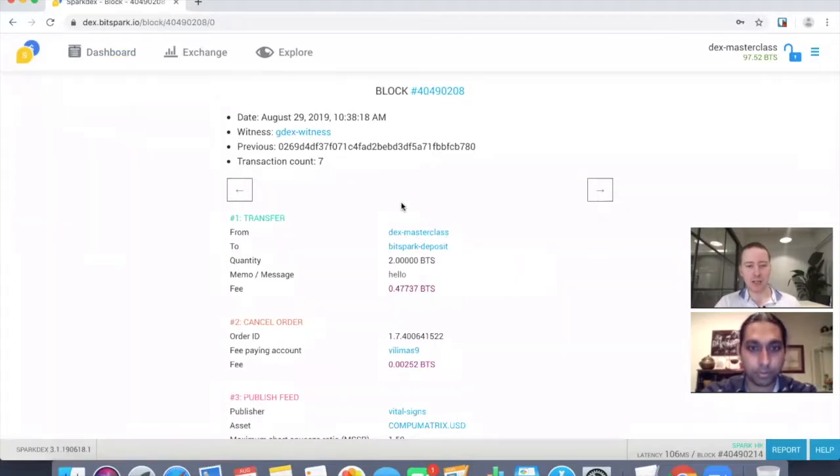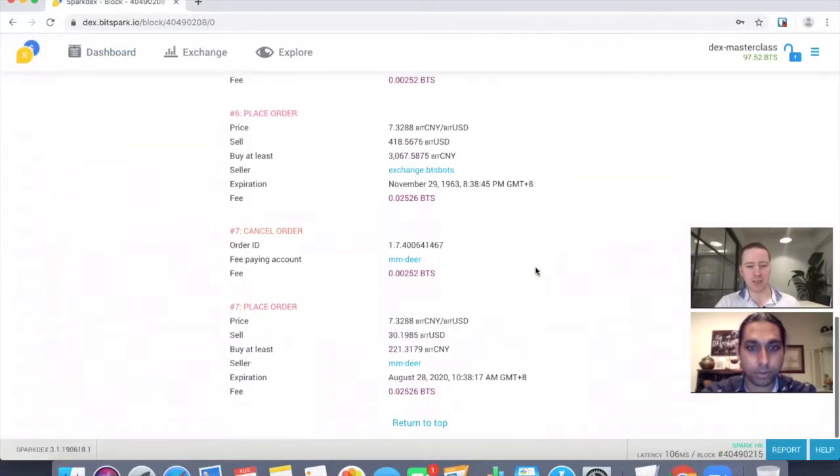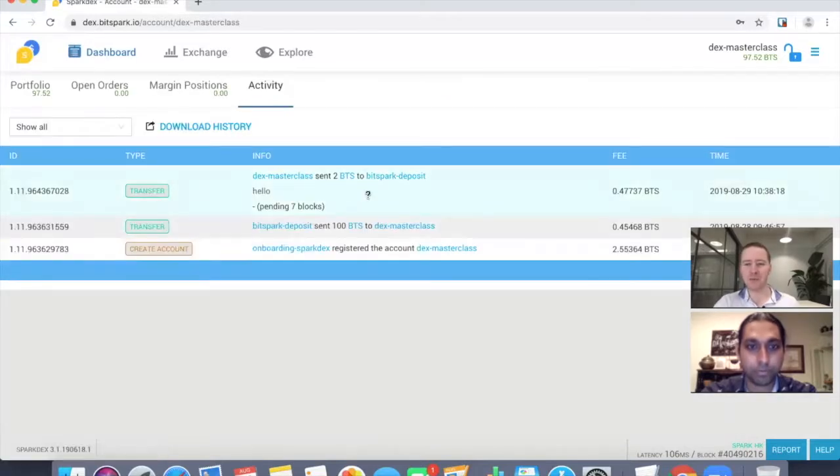It's one of the transactions for this particular block, and you can see there were a number of other transactions associated with this block. But that's provable, that everything is really happening in real time, which is pretty cool.